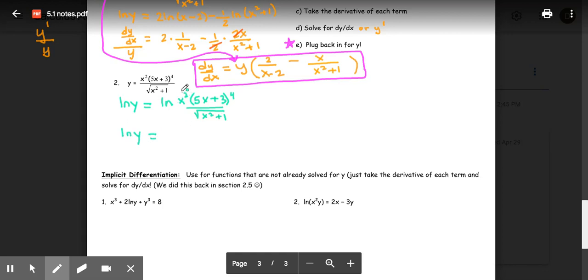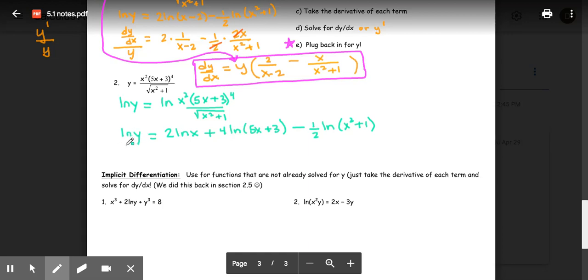So when we expand this, the power comes out in front, so 2 ln of x plus, because you're being multiplied here, 4 ln of 5x plus 3. And then minus, because this is subtraction, the power in front is a half ln of x squared plus 1. And now the next step is to derive.